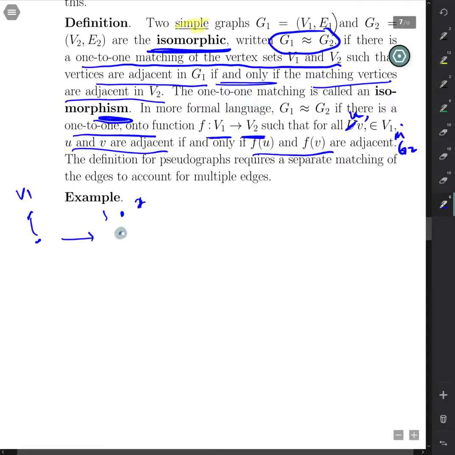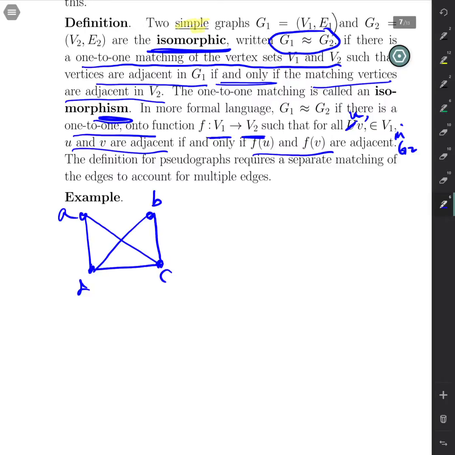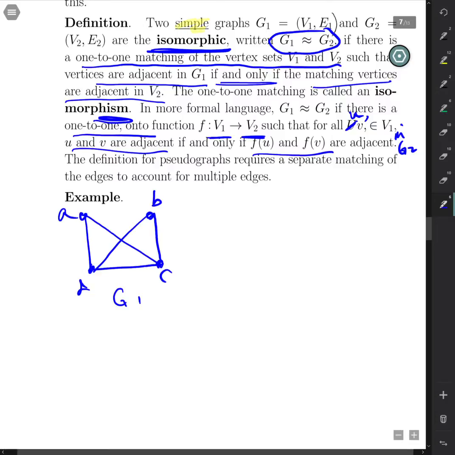So let me clean the board here a little bit. And I'm going to put down here a couple of graphs. Here's one of them. And I'll label the vertices A, B, C, and D. There's only 4 vertices. That crossing in the middle is not a vertex. So we could move that edge out of the way if we wanted to. So that's G1. And for G2, I'm going to have the graph that looks like this.